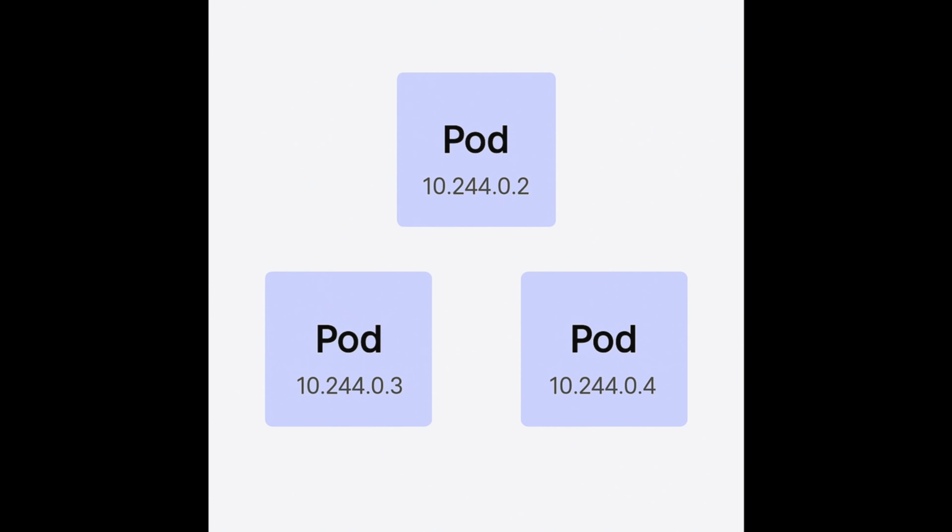Let's start with the basics, pods. Pods are the smallest compute unit in Kubernetes. Each pod gets its own internal IP address. But here's the problem. Pods are ephemeral. They can die and get replaced at any time, and their IPs can change.